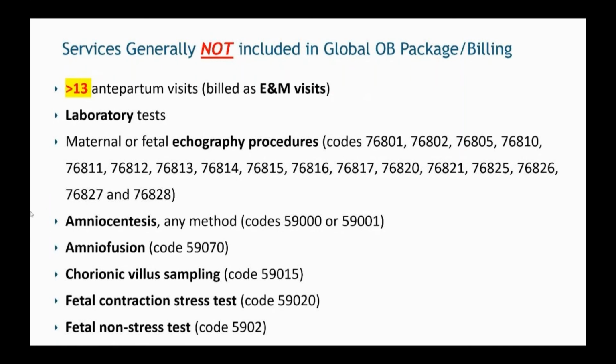Now, we talked before about greater than 13 antepartum visits. We had a couple slides on what you do when you have greater than 13 or less than 13. Those are billed outside of the global package. You have to use separate codes. Okay, so again, we had a couple slides on services that are not included in the global package, and this is just a repeat of those slides.